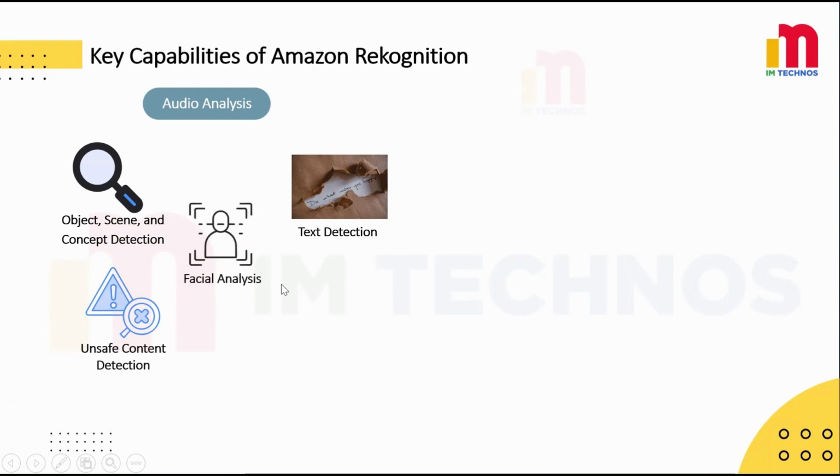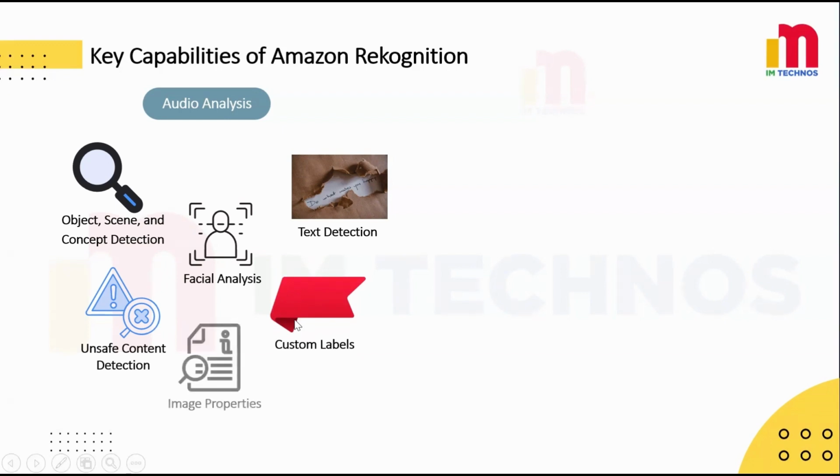Rekognition provides facial analysis, giving you the ability to detect faces, estimate age ranges, identify emotions, interpret gender presentation, and compare faces to check if two images belong to the same person. For custom use cases, custom labels let you train Rekognition to detect objects that matter specifically to your business, such as brand logos, product types, or any unique items. With image properties, you can evaluate technical details like sharpness, color distribution, contrast, and overall image quality, helping you filter or enhance your visuals effectively.